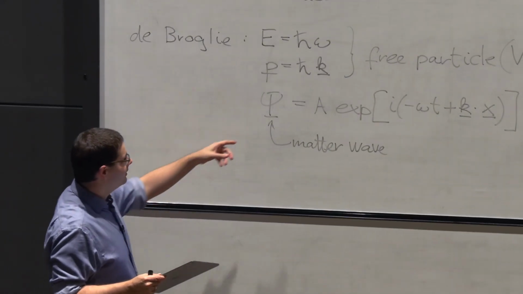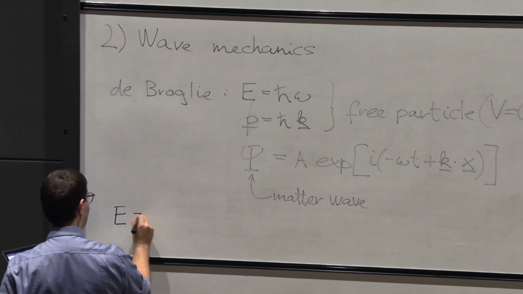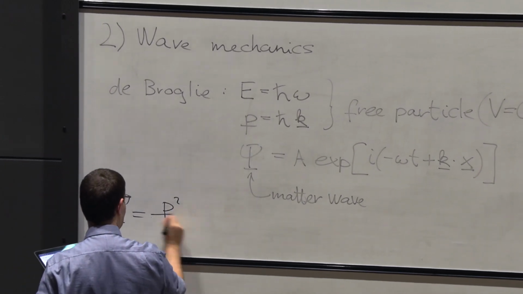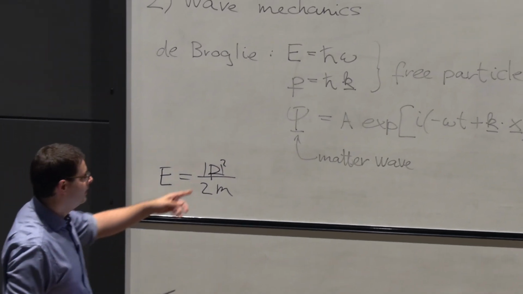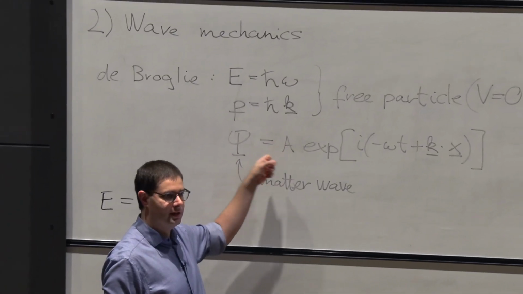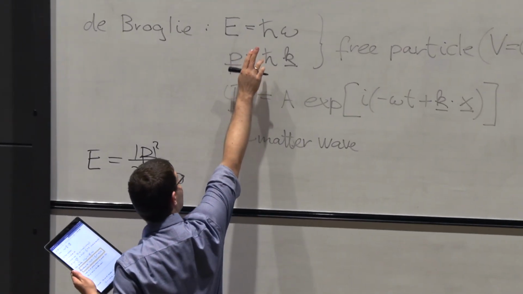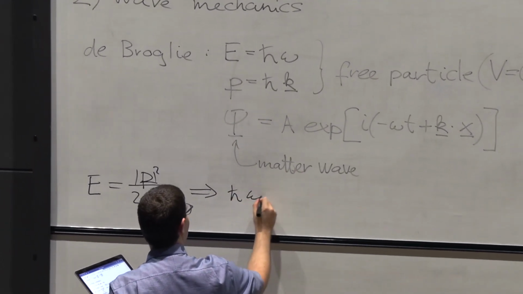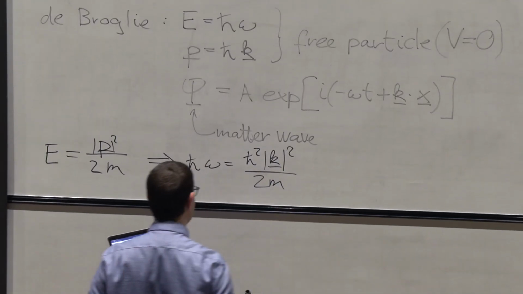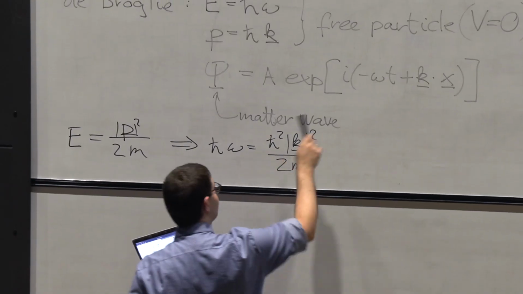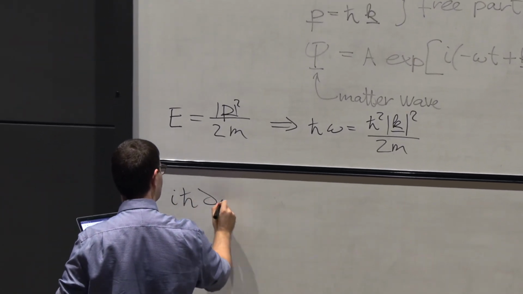Okay? And then based on this and the relation between energy and momentum from classical physics, that the energy in the absence of a potential is purely kinetic energy, p squared over 2m, one can write down a partial differential equation that this matter wave will obey. Okay? And we did that last time. So we just plug in these relations. So this implies h bar omega equals h bar squared k squared over 2m. And so if we want this relation between omega and k, then the simplest PDE that we can write down is as follows.